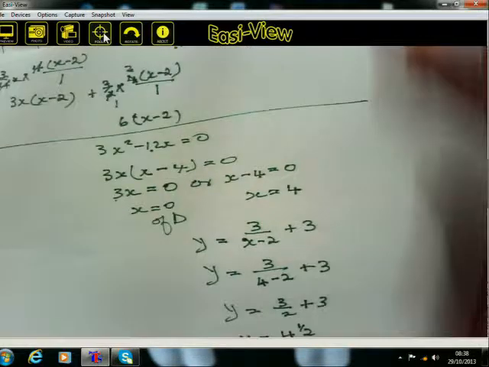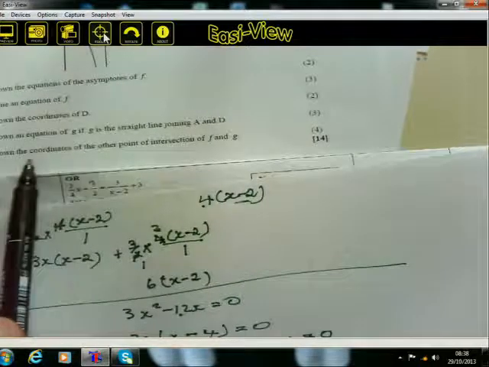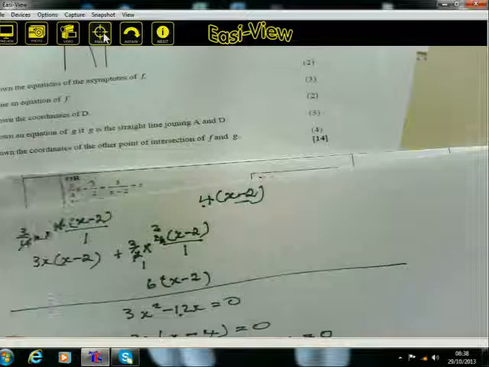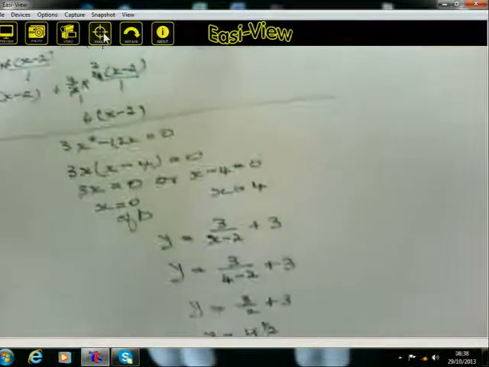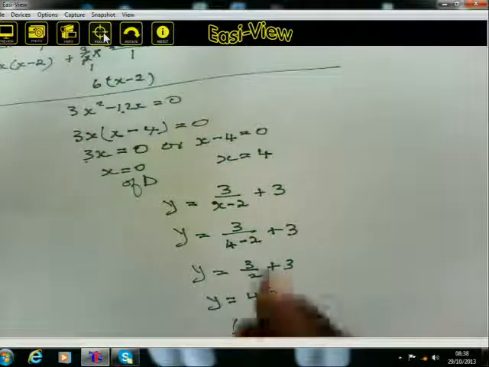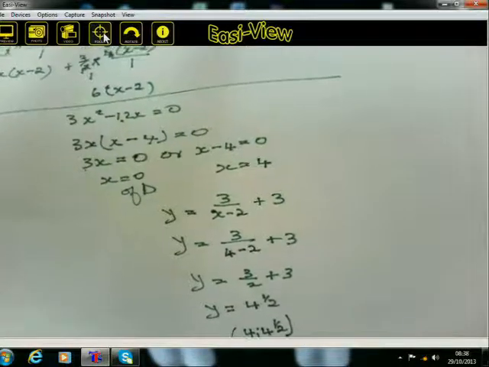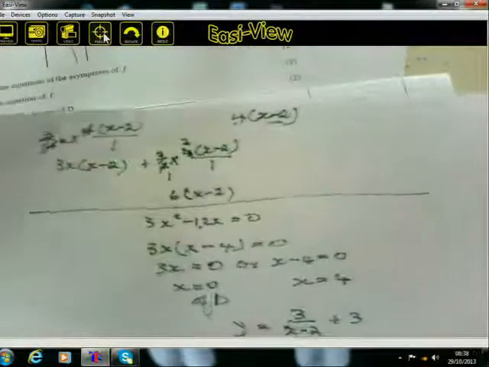Okay. They didn't say calculate y. They said they want what? The coordinates. Remember that. Coordinates. That means we must write this in coordinate form. When x is 4, y is 4.5. And that is the answer. I hope that you enjoyed this one, and this wasn't that difficult.